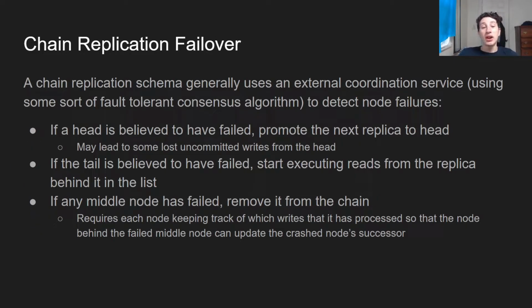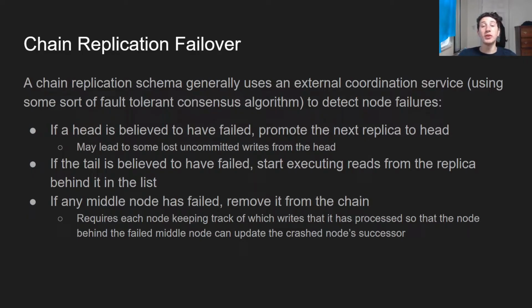Okay, so let's talk about failover, because I mentioned that this schema was particularly high availability. Well, why is that? Generally speaking, we're not using something like a gossip protocol here because that has all sorts of potential issues where, if two nodes can't communicate with each other, one might think that the other's down and the other might think that the first is down, and then the chain becomes completely babbled. So what you do is you use an external coordination service like Zookeeper, which we've discussed in the past, that uses some sort of consensus algorithm to determine which nodes are running and which nodes are not running.